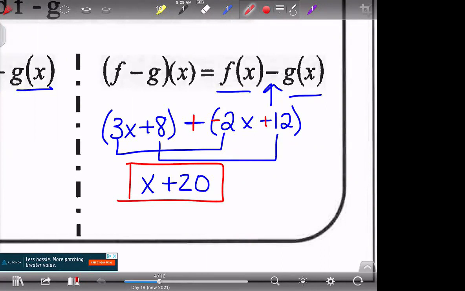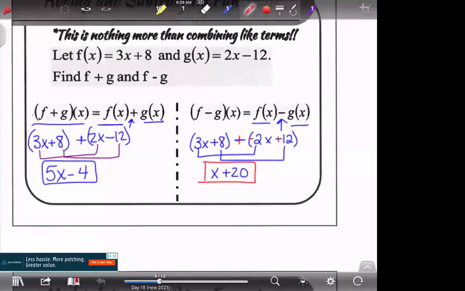So really the only hang up on this one is forgetting to distribute that negative, which will give you the wrong answer. Questions on these two?